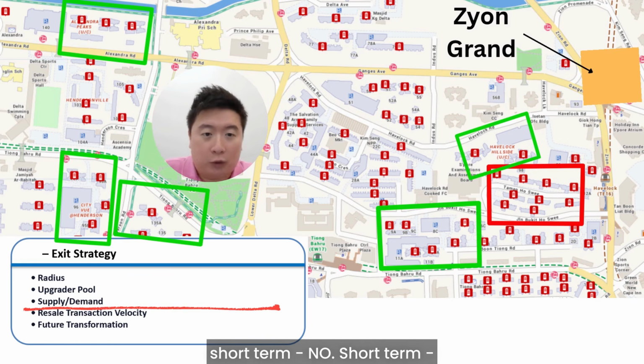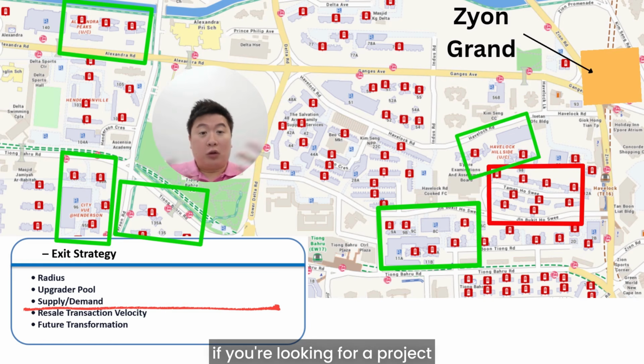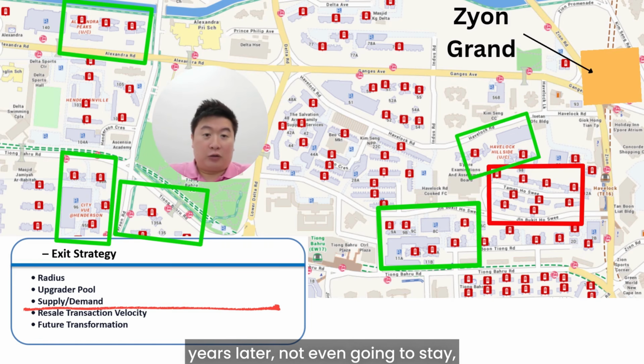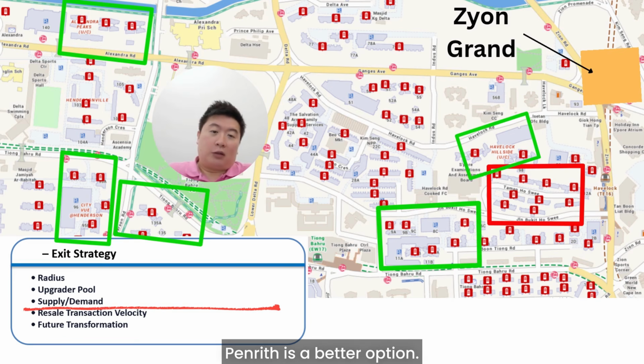But obviously, short term, no. Short term, if you're looking for a project to sell immediately after 4 years, once the project is ready for you to sell, right? From launch day, 4 years later, not even going to stay, right? Penrith is a better option. Penrith is a safer option for sure.